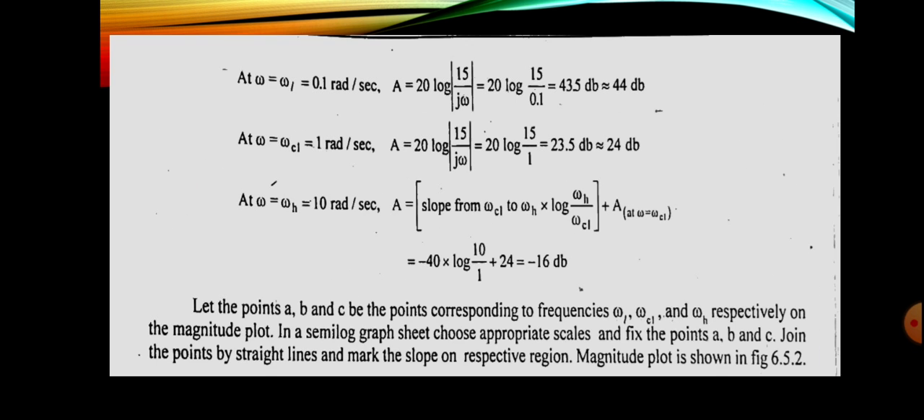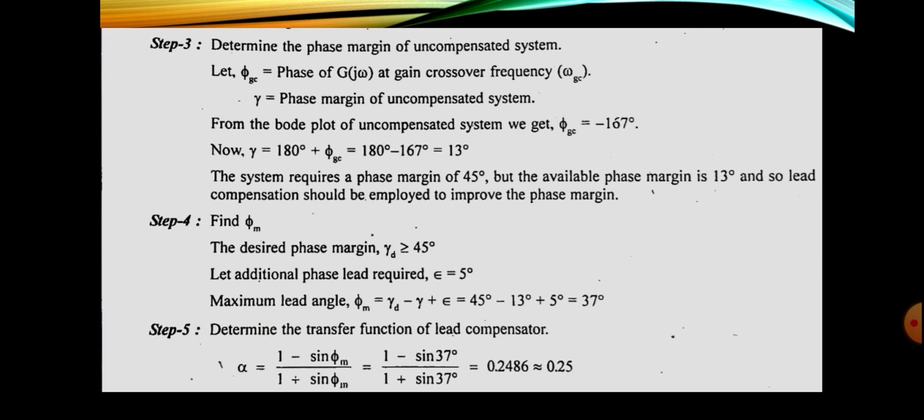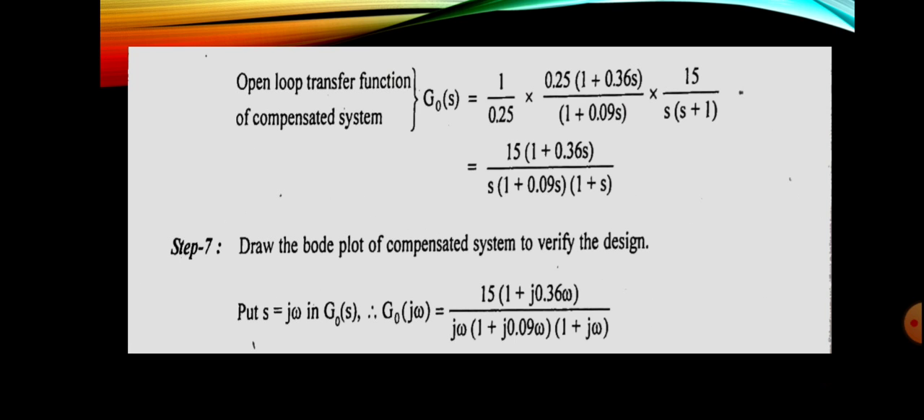So for that you have to again draw the Bode plot corresponding to this compensated system. This is the compensated system transfer function. You can again draw the Bode plot to verify the design, and for that you know the steps of Bode plot. First you have to draw the magnitude plot, then you have to draw the phase plot. Let us see an overview. First of all we have to change the s by j omega, that is shown here.